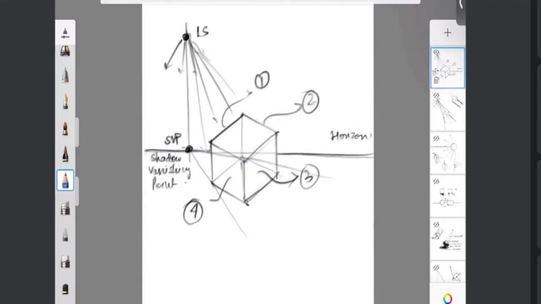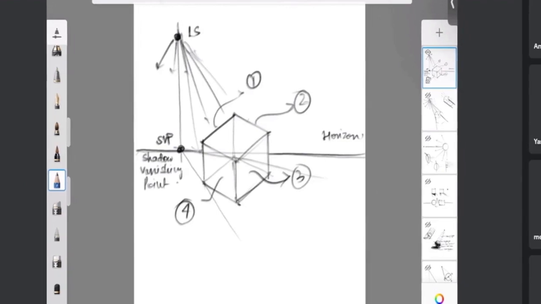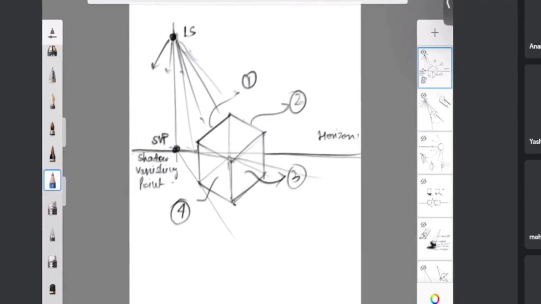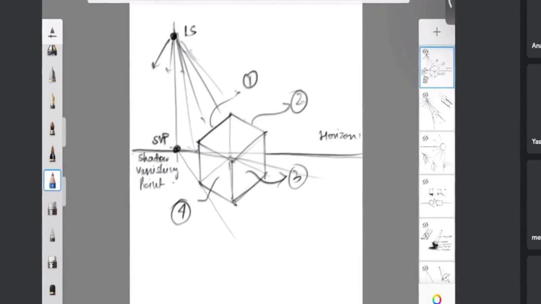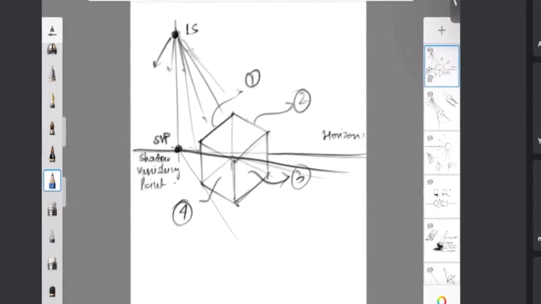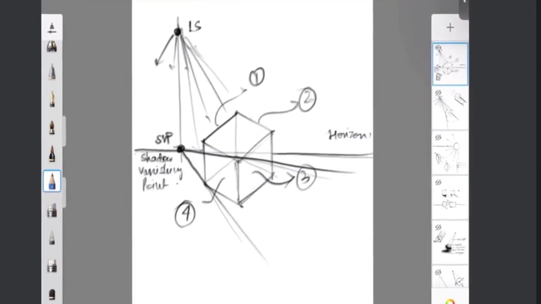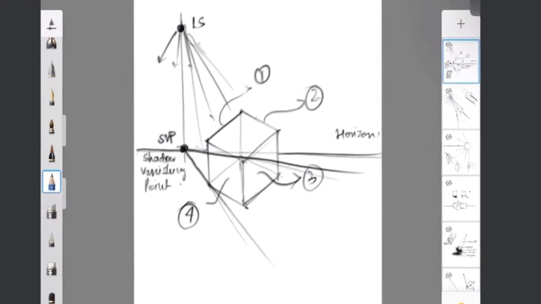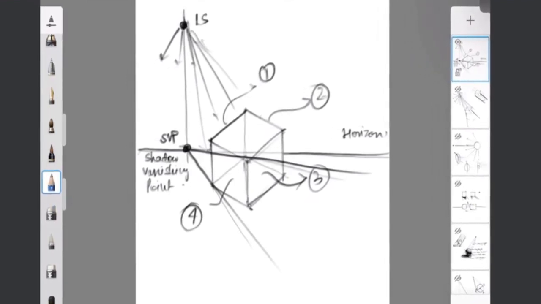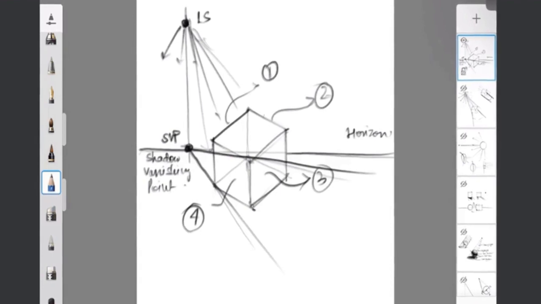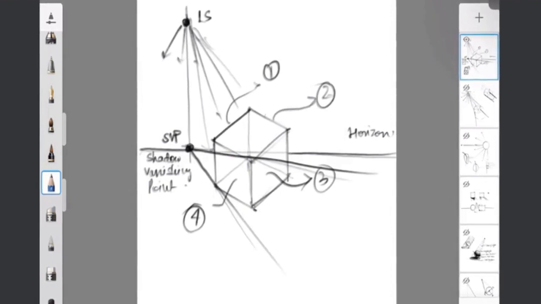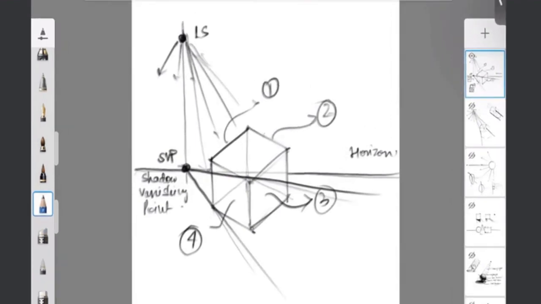Here, the light would not be falling on 2, 3, and 4. It would only fall on 1. Okay, if you look at it, if I just project the SVP here, this is how the light is being projected from the SVP. So you know that only 1 is receiving direct light. Apart from that, 2, 3, and 4 are not receiving any direct light. So they are the shadow sides. So in this case, there are 3 shadow sides.